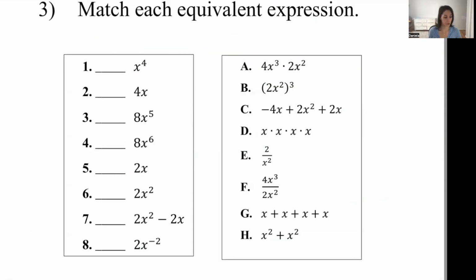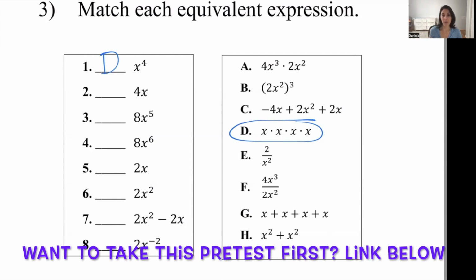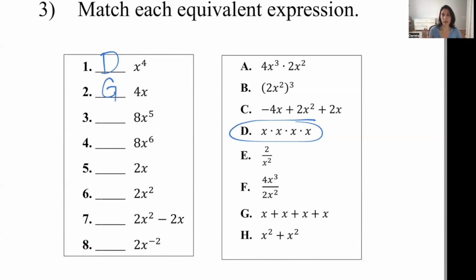The next section is really properties of exponents. So for number 1, that answer is going to be D. X to the 4th power literally means multiplying the base, in this case x, how many times? Whatever the exponent is. So multiplication 4 times. That is different for number 2, which is 4 times x. So multiplication is split up with addition, right? Exponent is split up with multiplication. So that is going to be G, because that means you're adding it 4 times. So whatever the coefficient says.